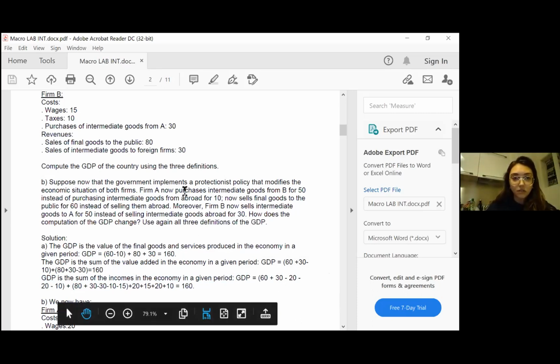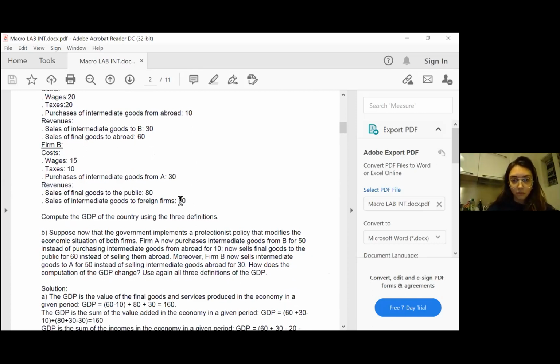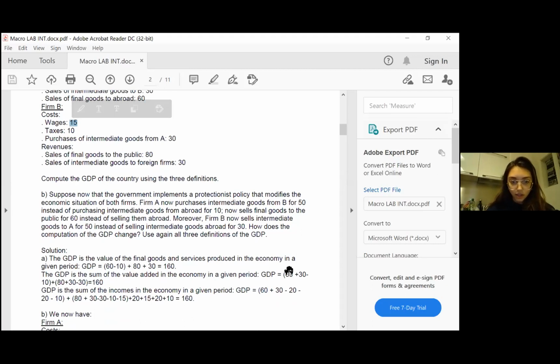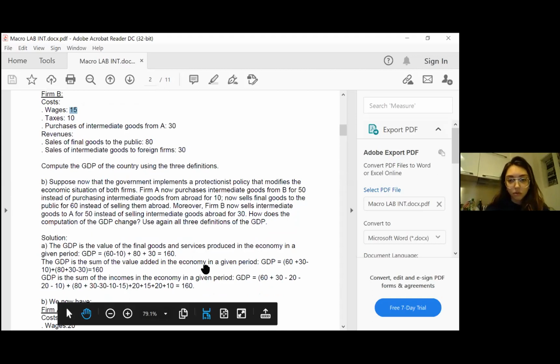So as far as firm A is concerned, it's simply going to be 60 plus 30 minus 10 minus 20 minus 20. So other revenues minus other costs. So this is the income of firm A. Then you're going to add the income of firm B. So 80 plus 30 of revenues there, and then other costs, minus 10, minus 30, and minus 15. Okay, so here you have the two incomes, quote unquote, of the two firms.